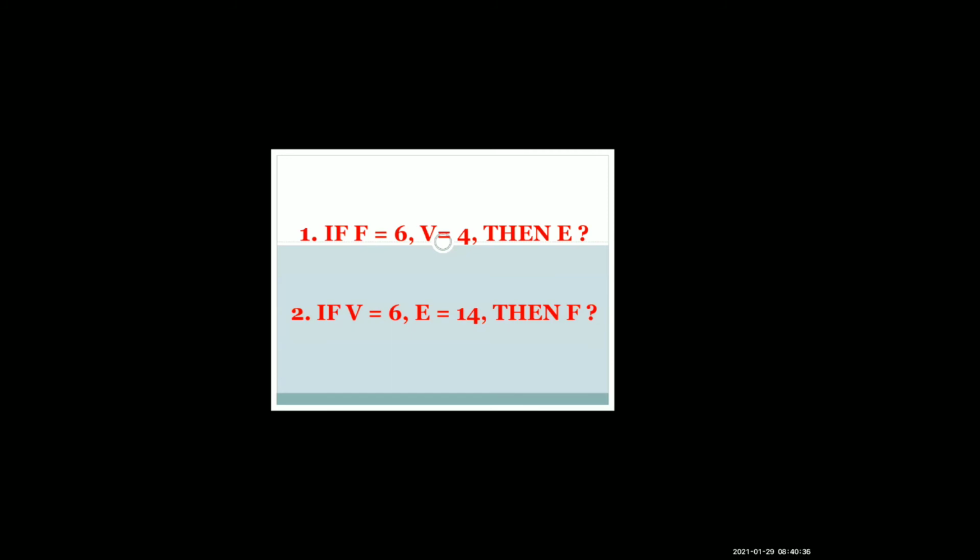Now in the next question, vertices are given as 6 and edges are given as 14. Now faces are asked. Remember F plus V is equal to E plus 2. F plus V means we add faces and vertices.